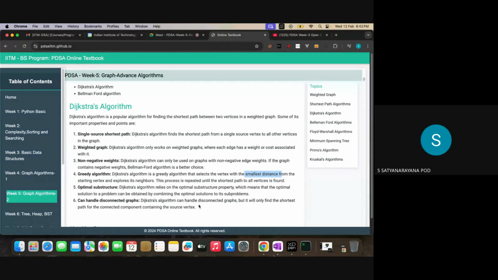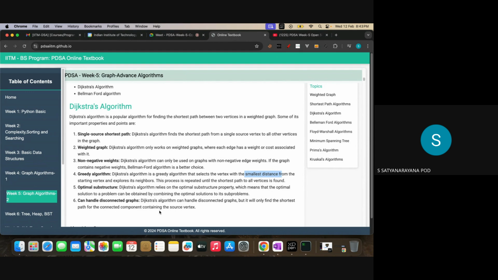So Dijkstra's algorithm can handle disconnected data, but it will only find the shortest paths for the connected component containing the source vertex. Whichever source vertex you have chosen, only that particular component's shortest paths will be found. Again, if you change the source, it works. So this is the theoretical concept and the criteria involved for Dijkstra's. Is it clear? Then shall we work with the algorithm?